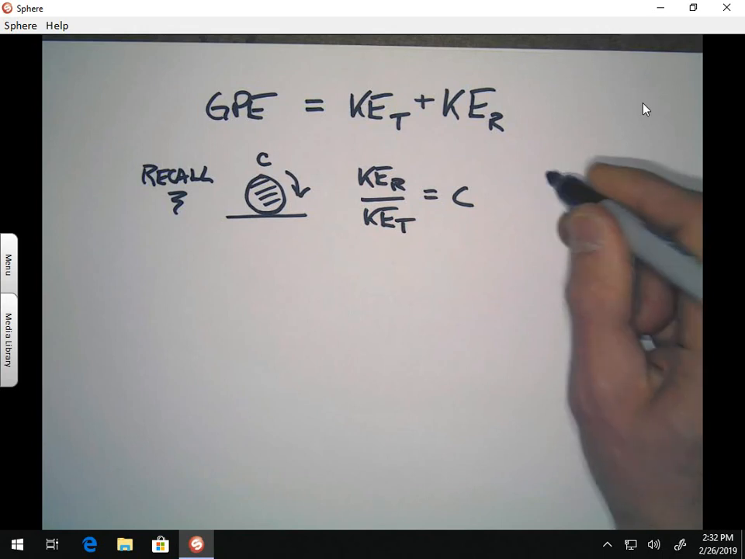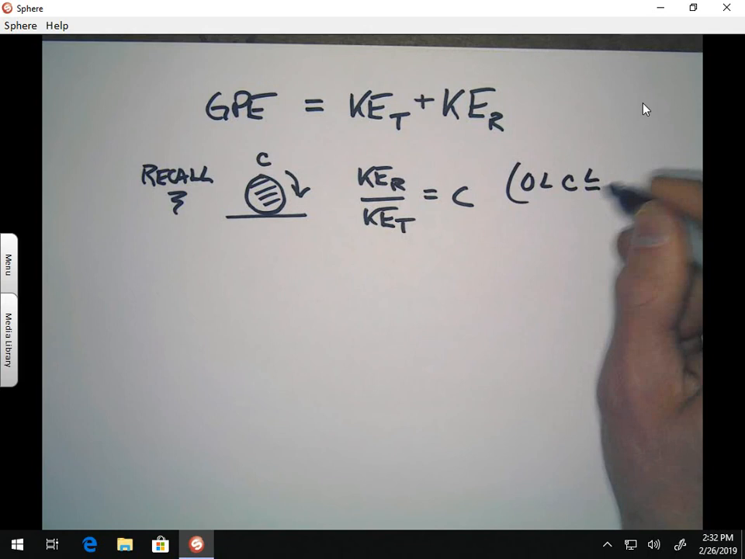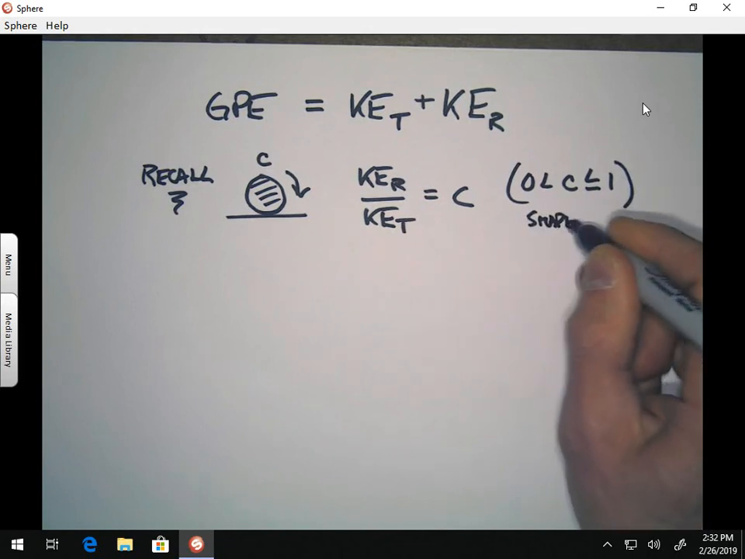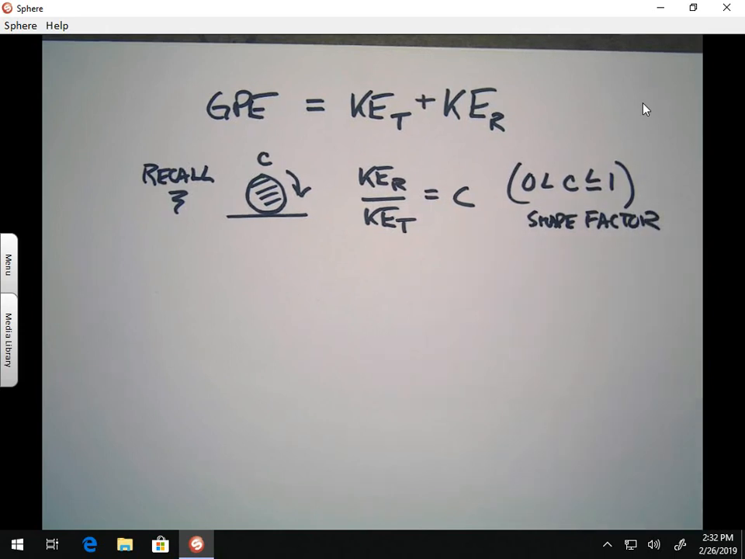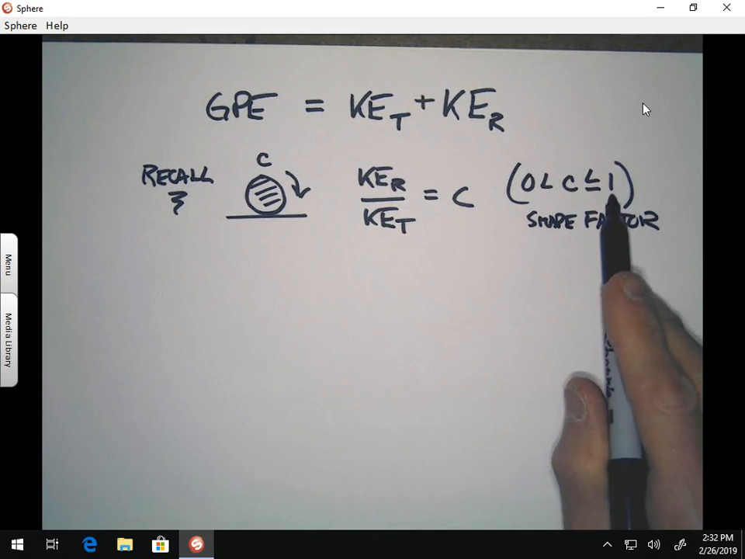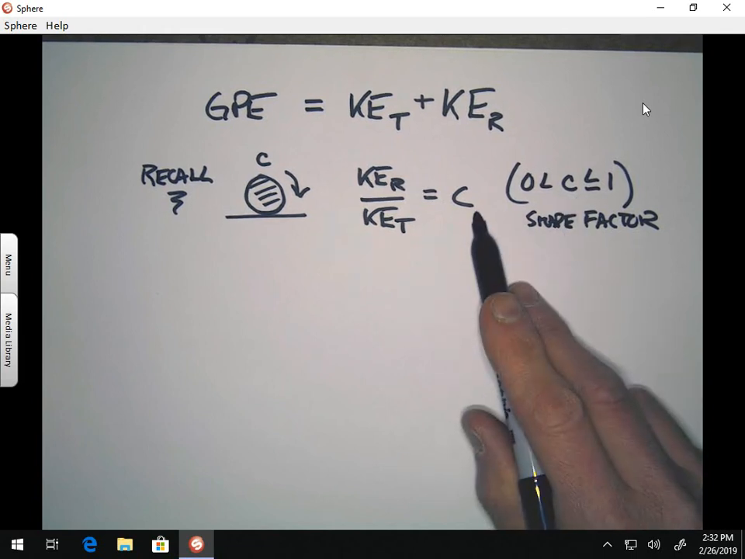Remember that the shape factor is greater than 0, and it's less than or equal to 1. And it depends on how mass is distributed in the shape. So we said for a hoop, the shape factor is 1. But for a disk or for solid objects, the shape factor is less. So that shape factor tells you something about the rotational inertia of the object.